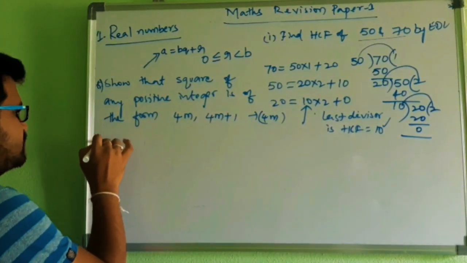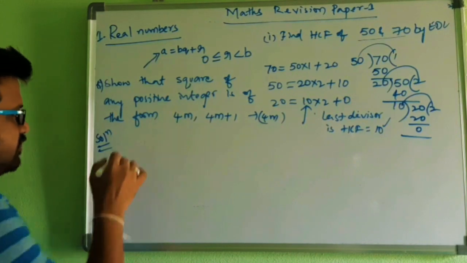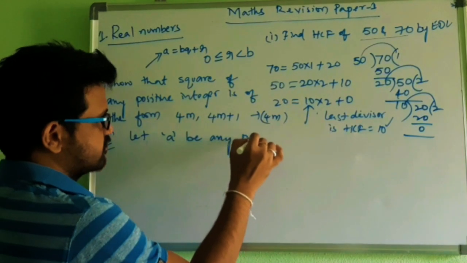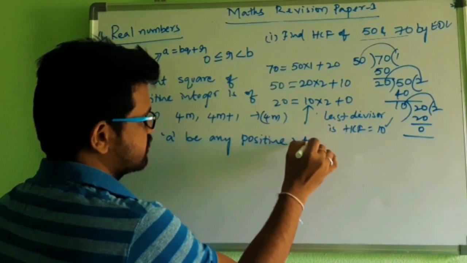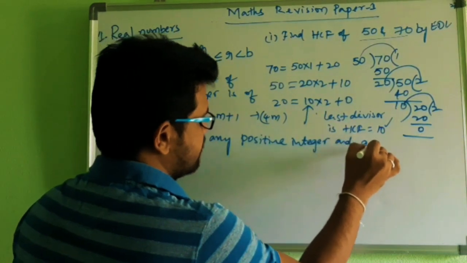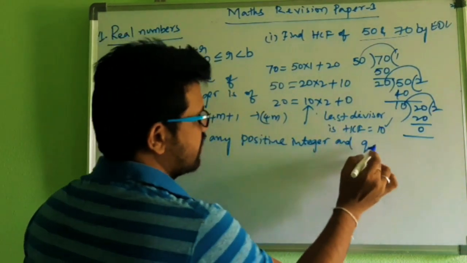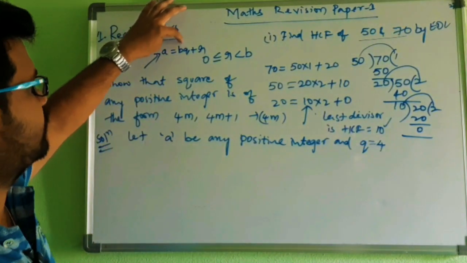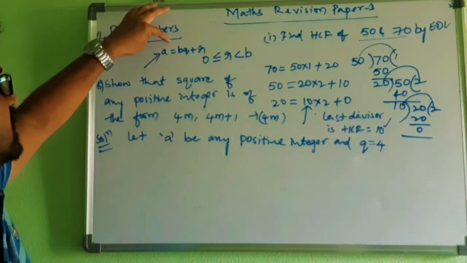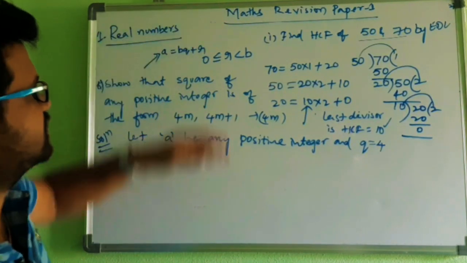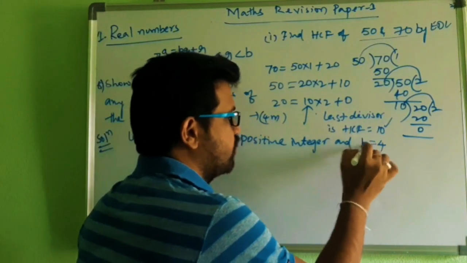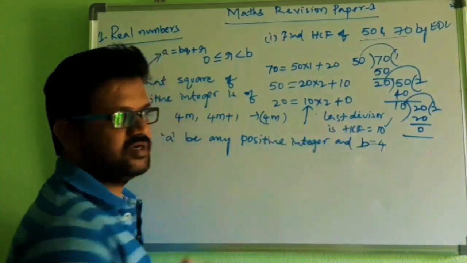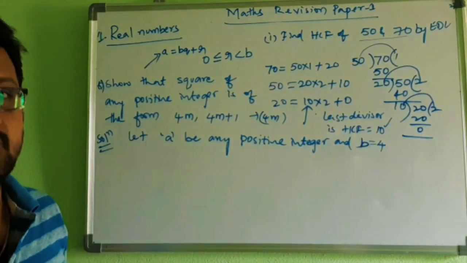So here is the solution. How to do this one? Let a be any positive integer and b is equal to 4. What is b here? a is equal to bq plus r. If you observe here, dividend is equal to divisor into quotient plus remainder. Let a be any positive integer and b is equal to 4. The divisor is 4. We have to assume this.